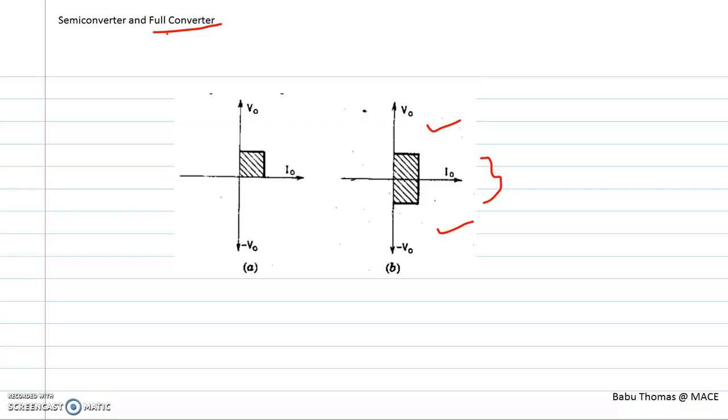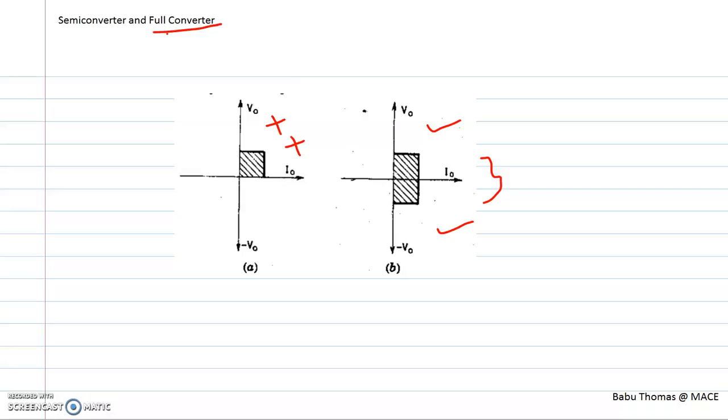All the devices used in a full converter are thyristors, or controlled devices, or SCRs. Now in the case of a semi-converter, we will be using a mix of thyristors and diodes, and semi-converters have a one quadrant operation, that is, the voltage and current are always positive. So it is not possible to have a negative voltage during the operation of the semi-converter. Now we are going to discuss the semi-converter with R, RL and RLE loads.